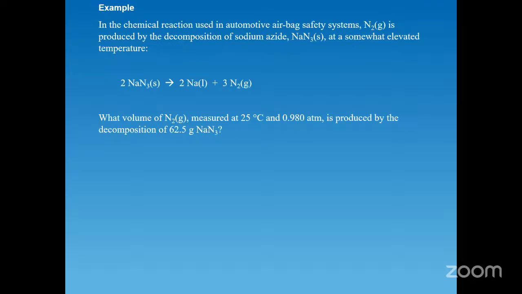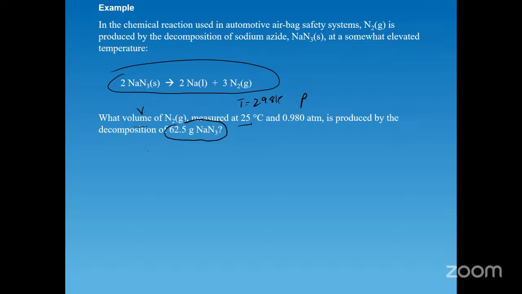So they gave you this equation here, right? Balanced, fortunately, for us. And then it says, what volume? So it's asking for the volume of the gas, right? Measured at 25 degrees, which is the temperature which we have to convert to Kelvin. So that's 298 Kelvin. And the pressure here, right? 0.90 atmospheres is produced by the decomposition of this much sodium azide, which is this compound here, right?